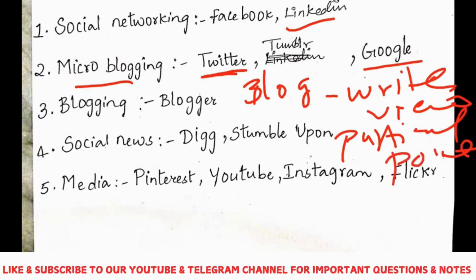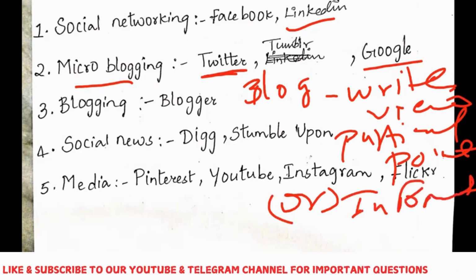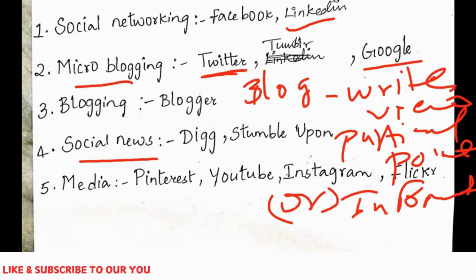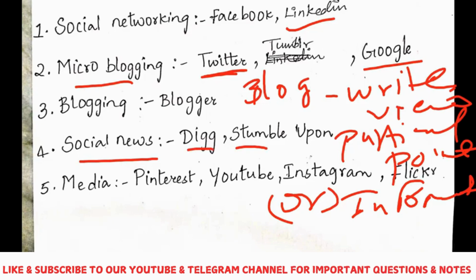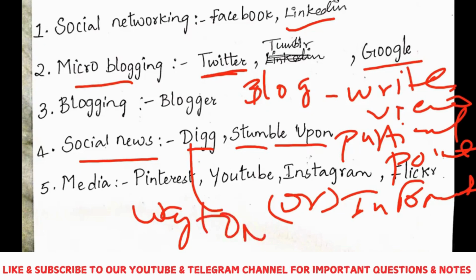And social news is there. These are all types of social media. We can use these to collect information. And social news, Digg is there. It's very useful to us. We can get some useful information, some useful news from this. And StumbleUpon is there. It is also very useful to us. And media is there: Pinterest, YouTube, Instagram, Flickr. Nowadays, everyone is using these social media communications.